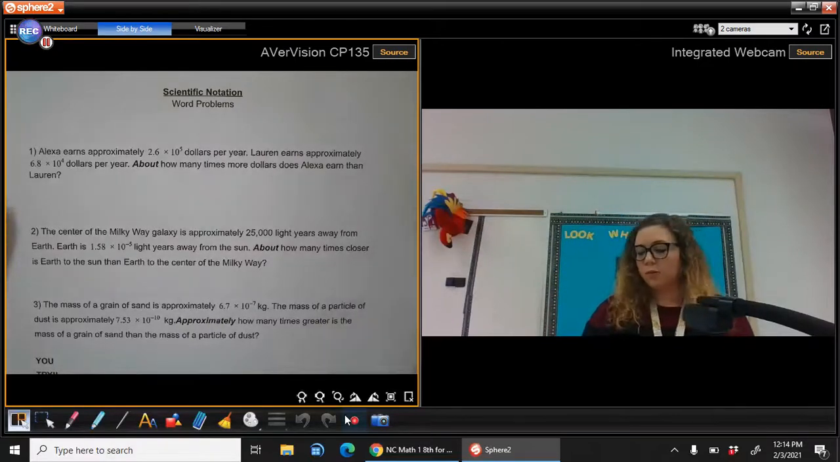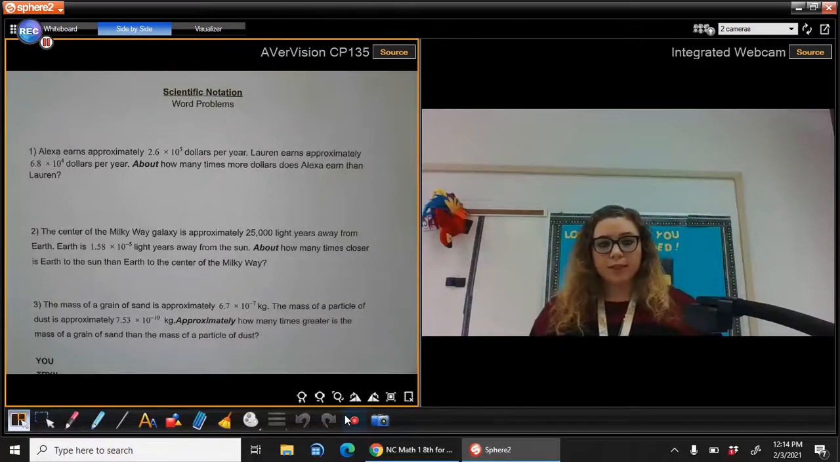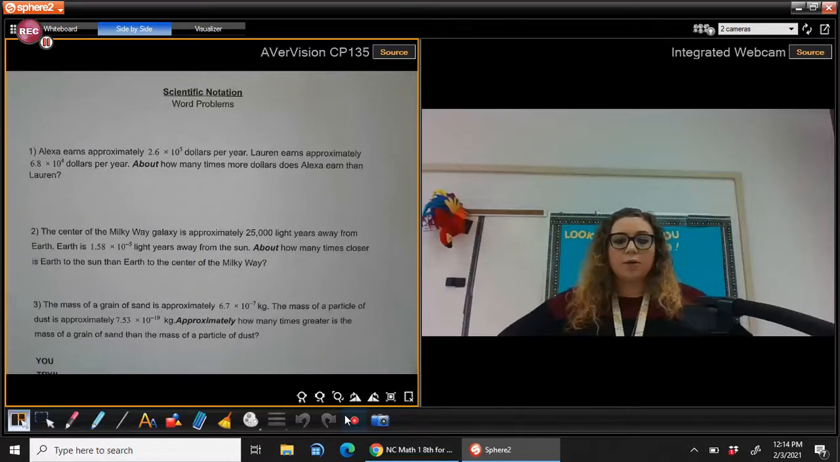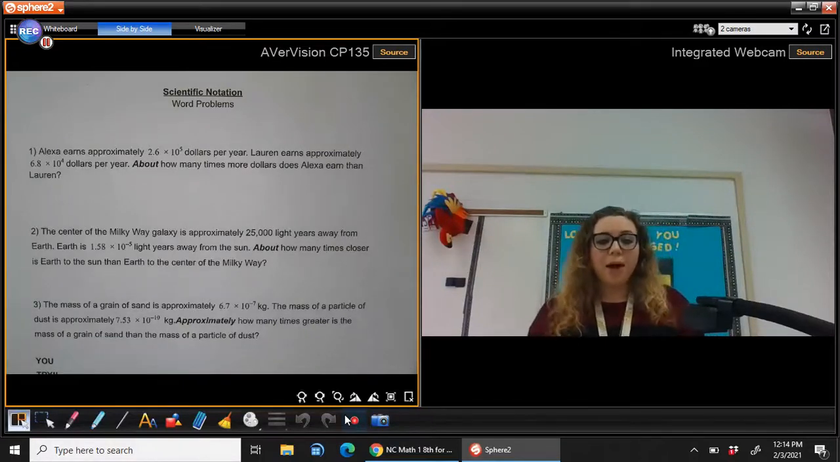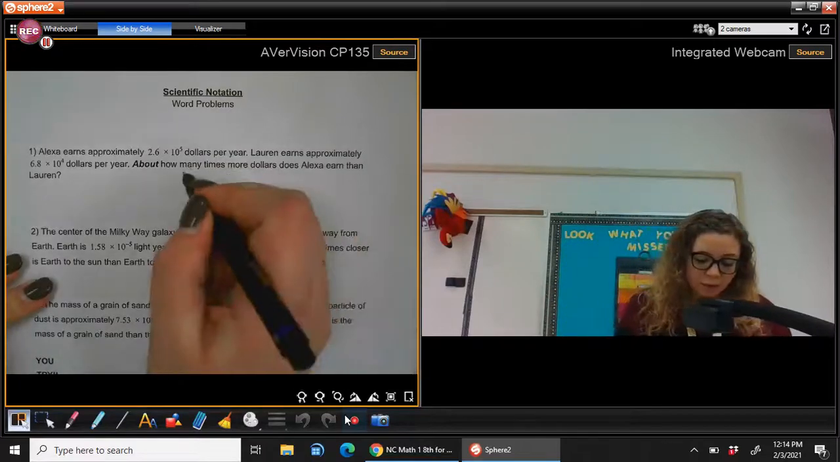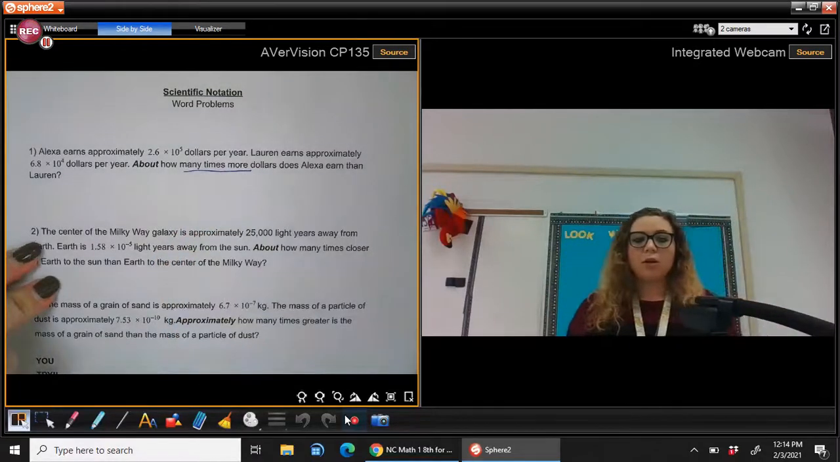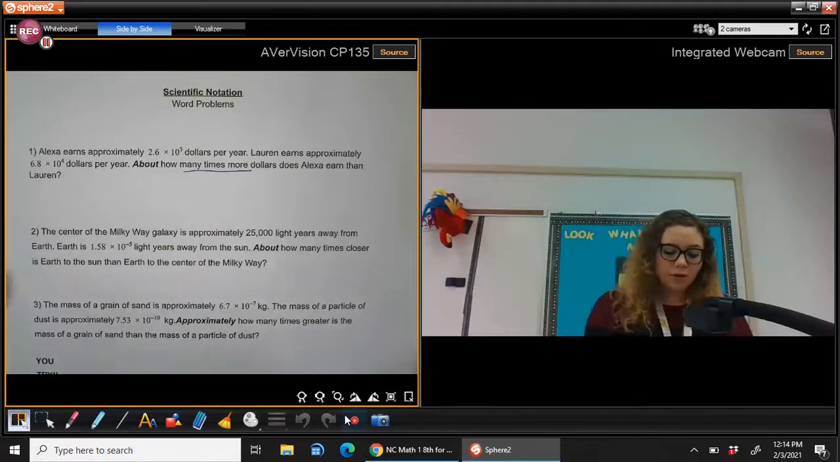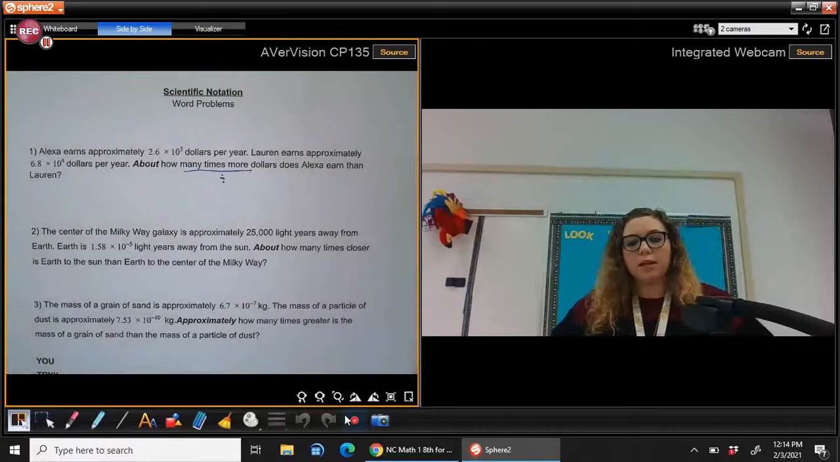Okay, so let's do number 1. Alexia earns approximately 2.6 times 10 to the 5th dollars per year. Lauren earns approximately 6.8 times 10 to the 4th dollars per year. About how many times more does Alexia earn than Lauren? Okay, so how many times more does she earn? When you see that key word, it means you're going to divide.